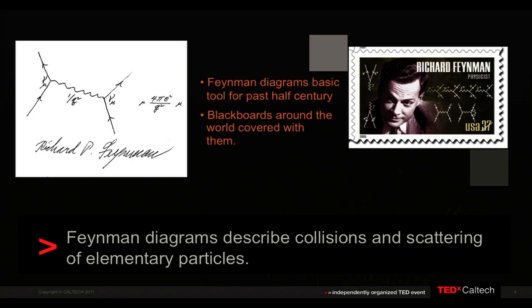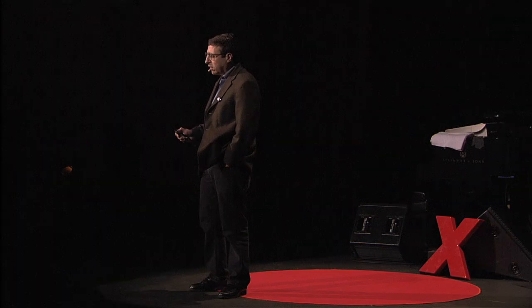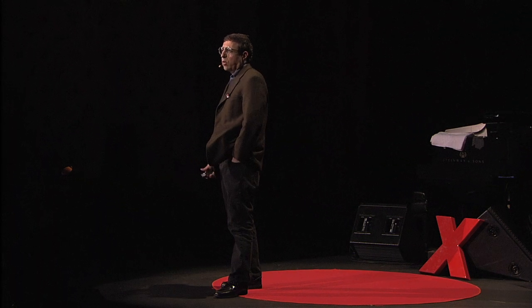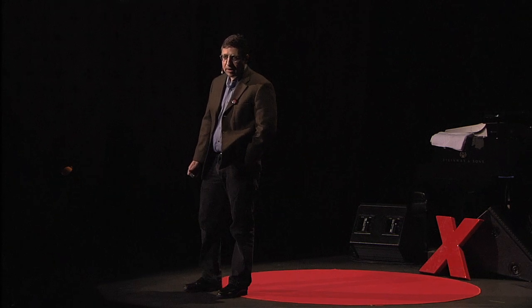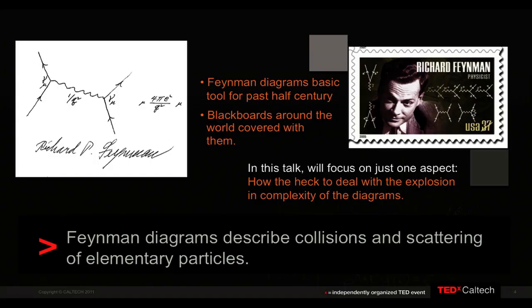For the past half century, the basic rules that we use to understand the scattering of elementary particles have been Feynman diagrams. If you visit scientific institutions around the world that study elementary particle physics, you will find blackboards that are covered with Feynman diagrams. In this talk, I'm only going to talk about one aspect of the Feynman diagrams, and that's how do you deal with the complexity of the calculations.